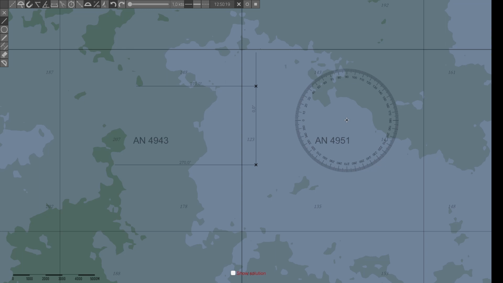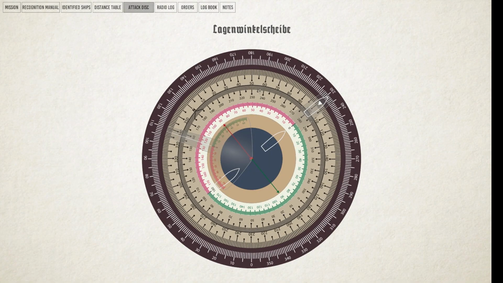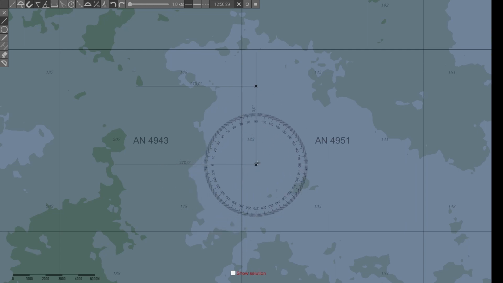And I will make a very simple example just so that you can understand how you would have to set this up. Alright, let's say this would be our ship and we were moving westwards with a true course of 270 degrees. And to our right we would see an enemy ship, which would be a relative bearing of 90 degrees, right?